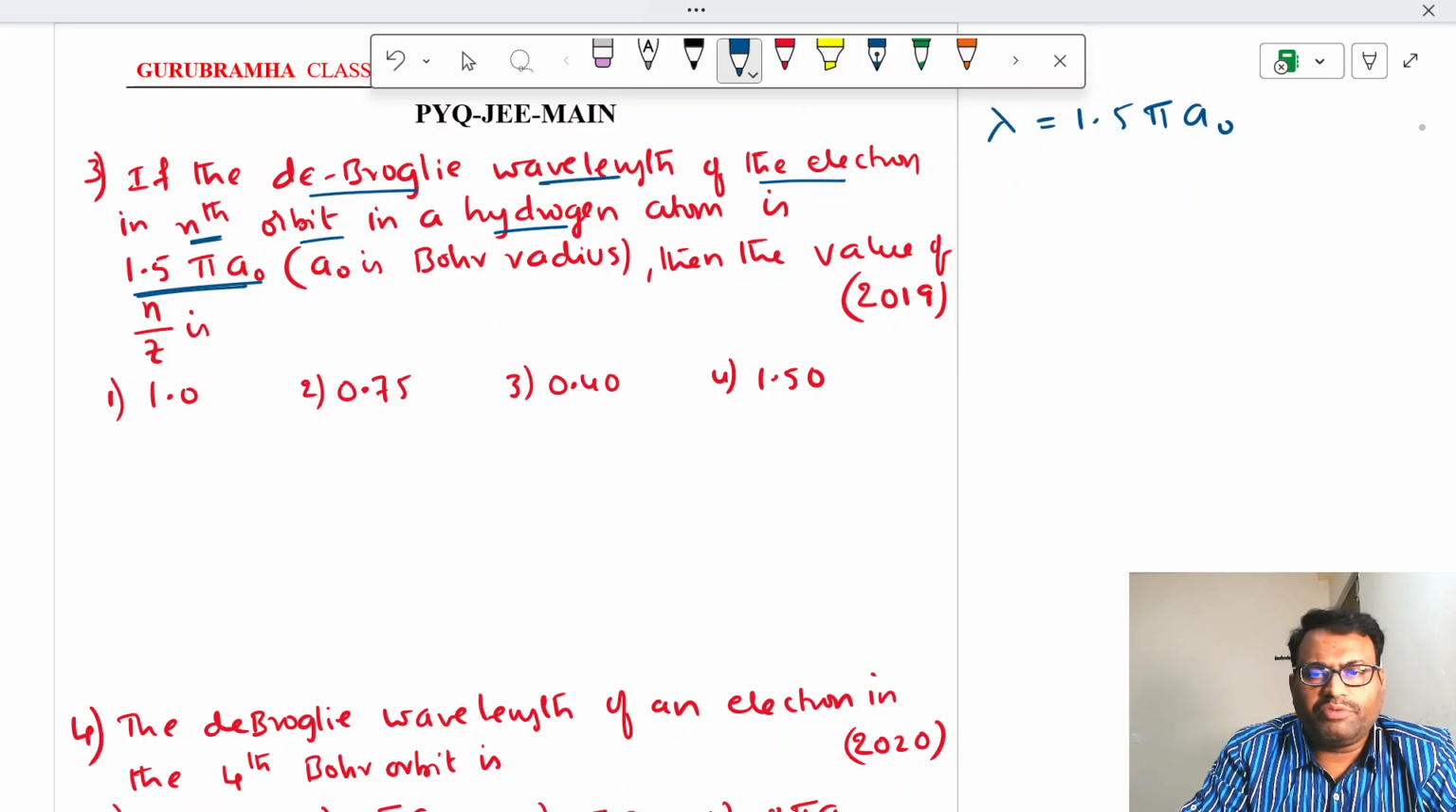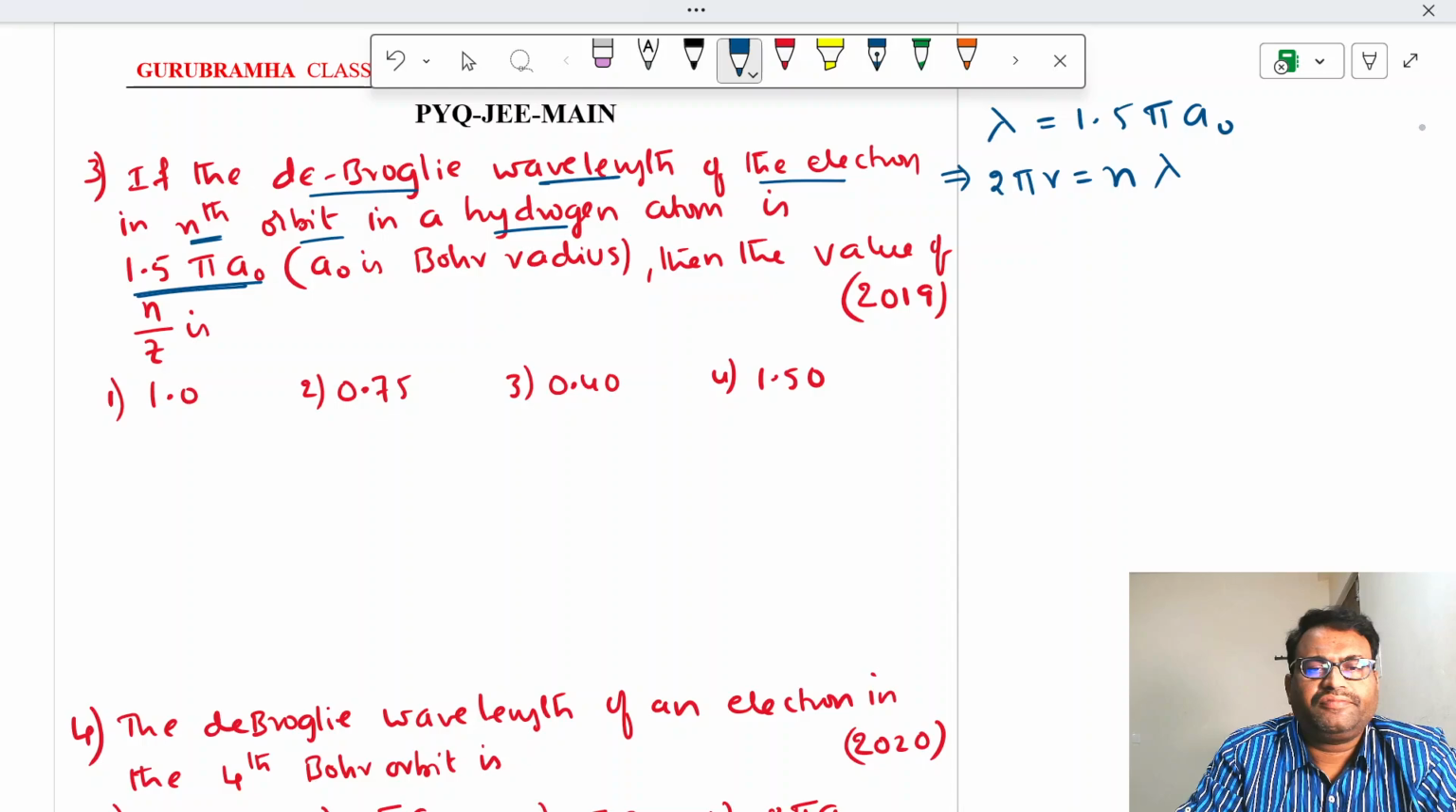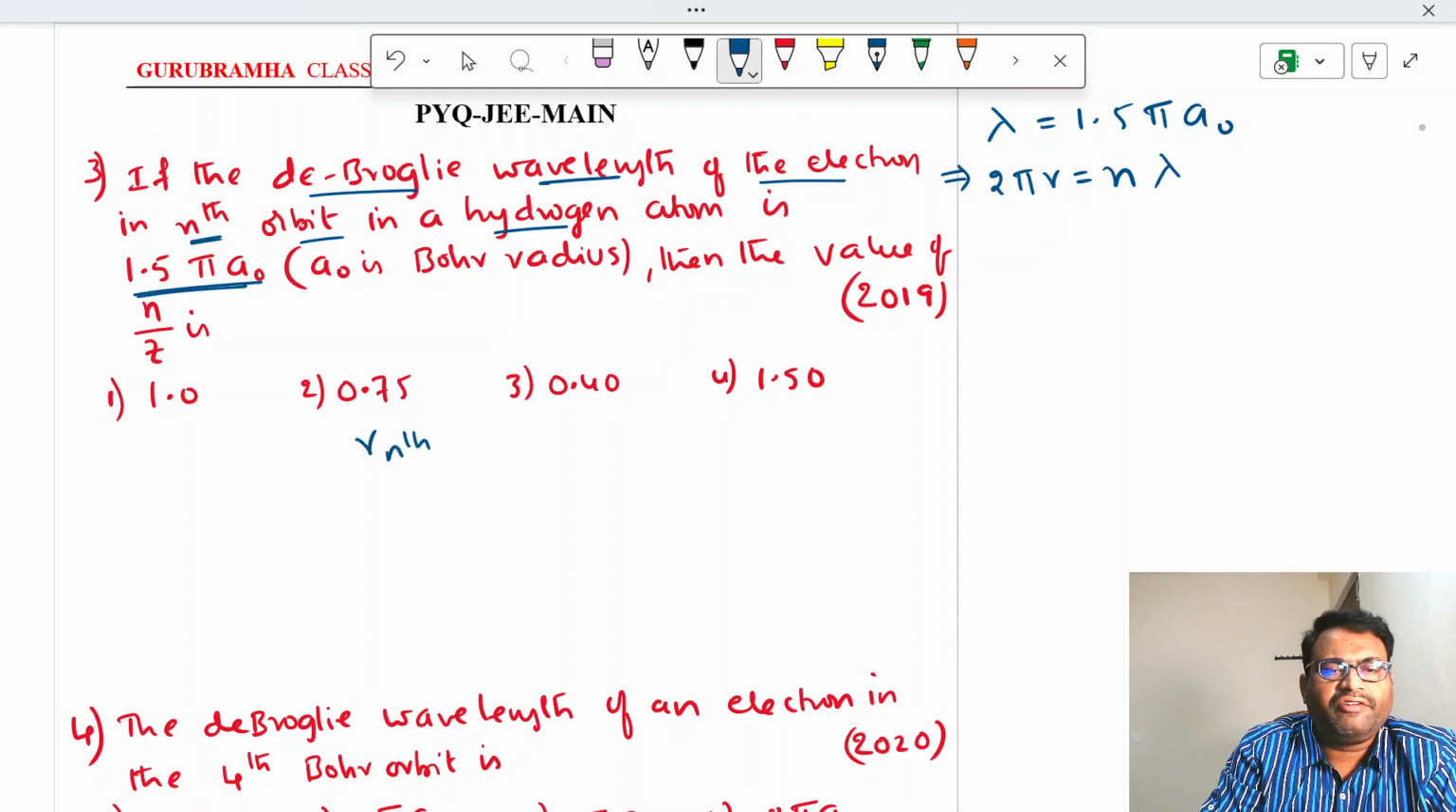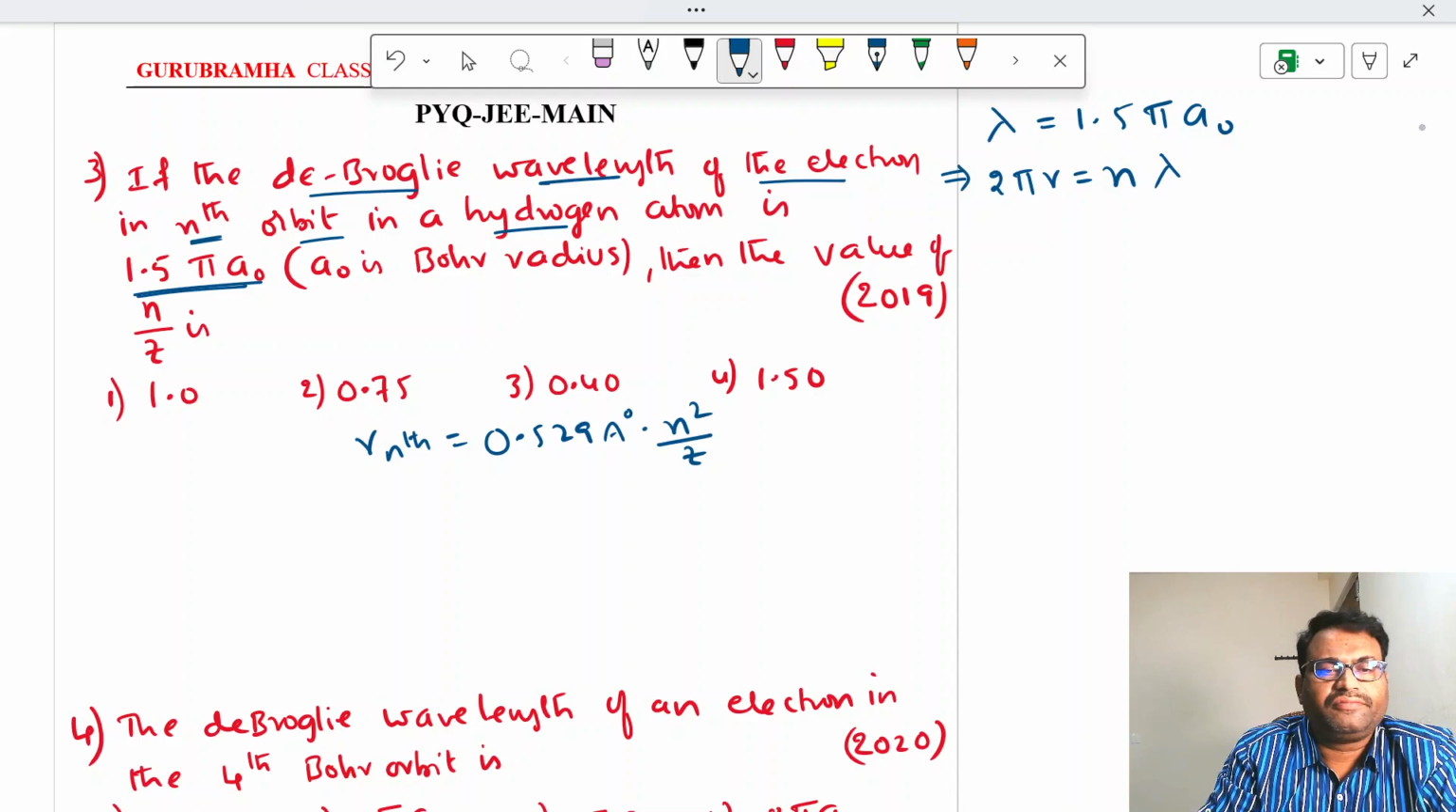And according to de Broglie, connecting de Broglie and Niels Bohr, we derived a formula, and what is that formula? 2 pi r is equal to n lambda. And the radius of the nth orbit from Bohr's theory, we have calculated, is 0.529 angstrom into n square by z.